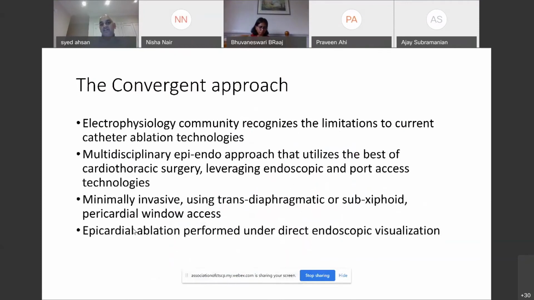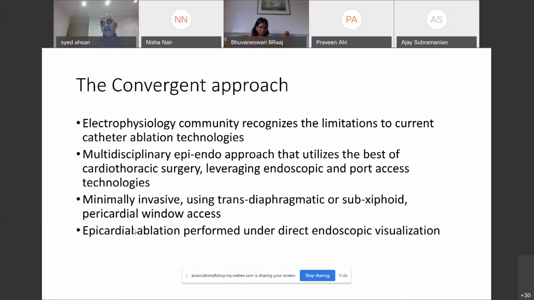So what the convergent approach does is allow us as electrophysiologists to work together with cardiac surgeons to form a truly functioning heart team. In this multidisciplinary approach, the surgical part of the procedure is debulking the posterior wall of the left atrium epicardially, and then the patient returns for a staged procedure with an endocardial catheter-only ablation, which leverages the best of both worlds.